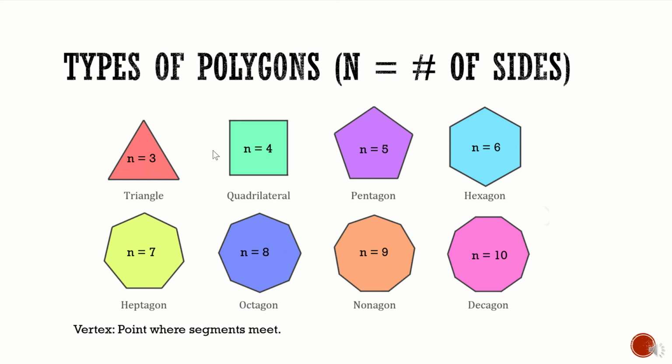Here, this is a quadrilateral. It has 1, 2, 3, 4 sides. A pentagon has 5 sides, and so on and so forth. So make sure that you know these names for the different types of polygons.